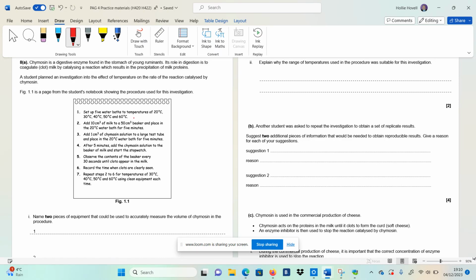Okay, so if it's the effect of temperature, that's our independent variable, and the rate is our dependent. Figure 1.1 is a page from their notebook showing the procedure used. Set up 5 water baths set to these temperatures.